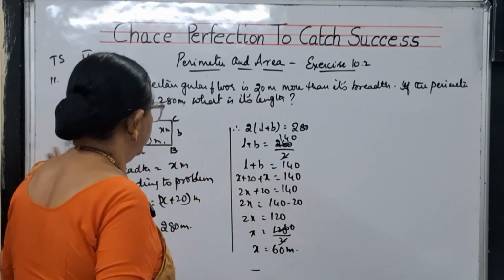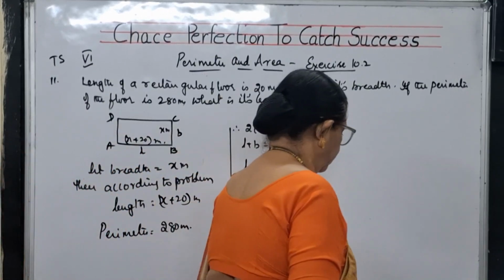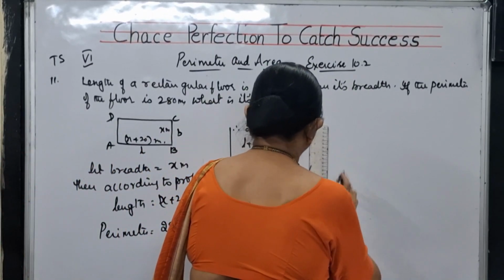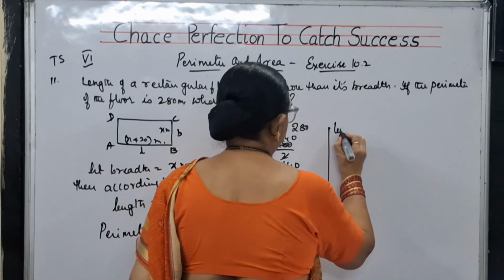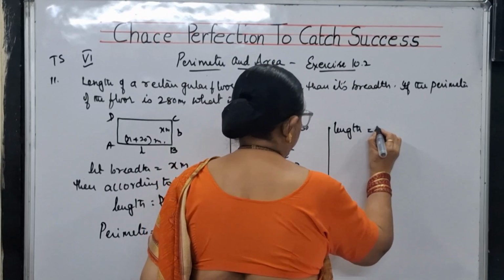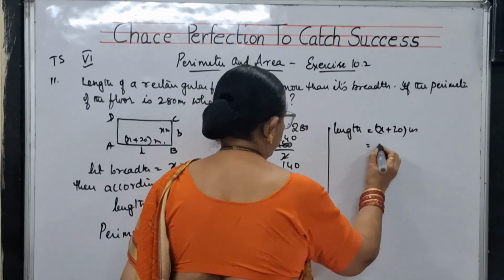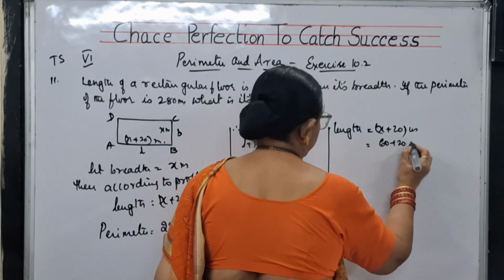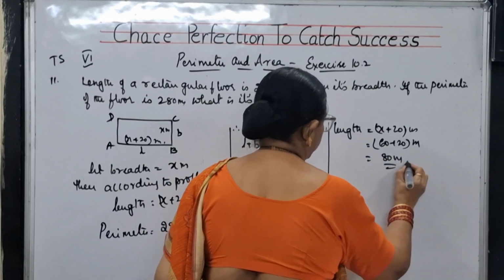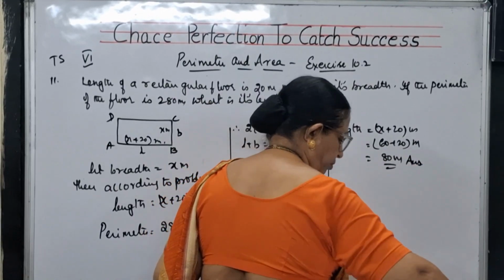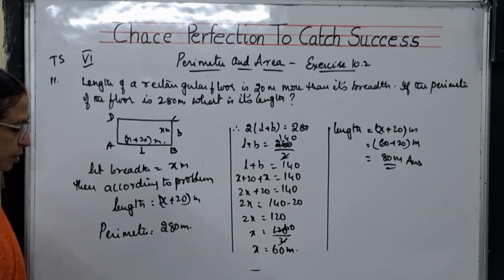What is x? x is breadth. Now the question is, what is length? So length is equal to x plus 20 meters, that is equal to 60 plus 20 meters, that is 80 meters is the answer for length, children. I hope I am clear. Please copy it.